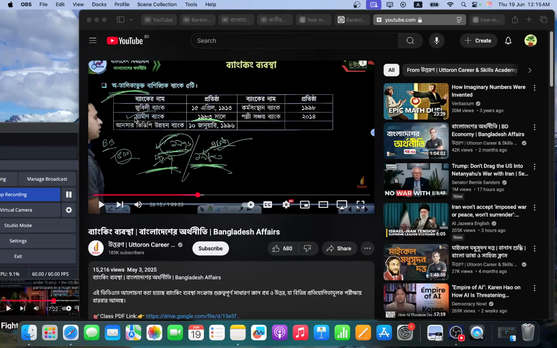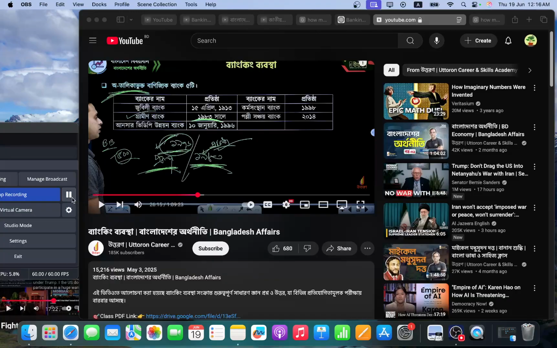Then there are three unscheduled banks, and the word is unscheduled, scheduled and unscheduled. I should have remembered the verbiage. Jubilee Bank was established in 13. Whoa, 13. And then there's Grameen Bank, and this one is popular for obvious reasons. It initiated operating I think in 1976, and became a full-fledged bank in 1983. Okay, and then there is Ansar VDP Union Bank.